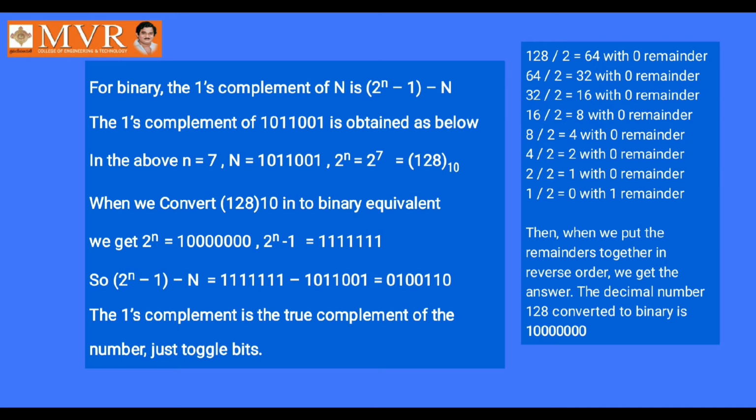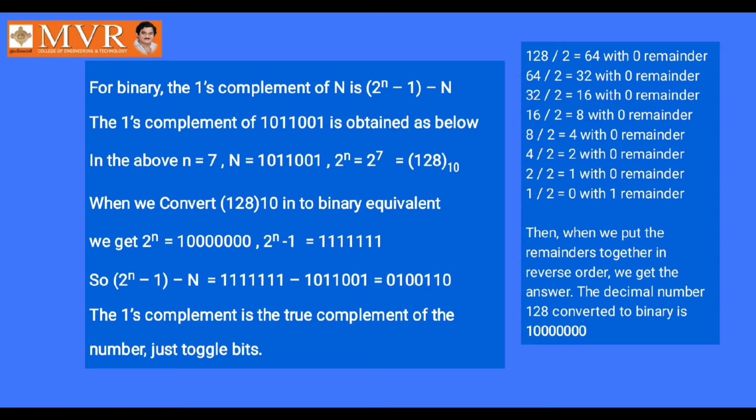So take an example for binary. Binary is also the same; here the base will change. For decimal the base is 10, for binary the base is 2. So 2 power n, where small n stands for the number of digits. After calculating 2 power n minus 1, whatever result you get, you subtract capital N. Capital N here is the original number.